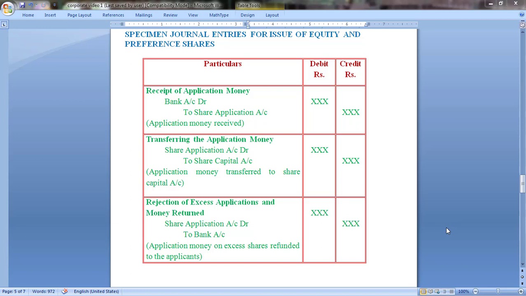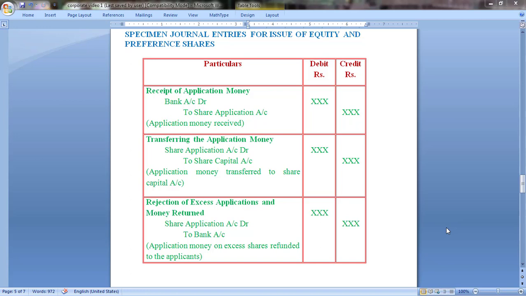Further, the entry is bank account debit to share application. So, if a person applied for 10 shares, he has to pay the amount of 2 rupees for the 10 shares. That is 10 into 2, 20 rupees. So, bank account debit to share application, that value. Then, this share application will be transferred to share capital, because the amount is collected only for the purpose of issue of share capital. So, the application money will be transferred to the share capital.